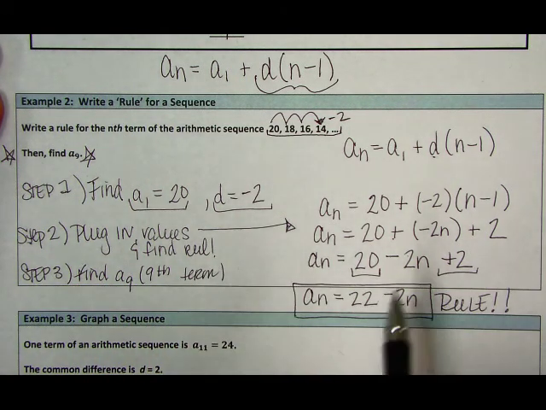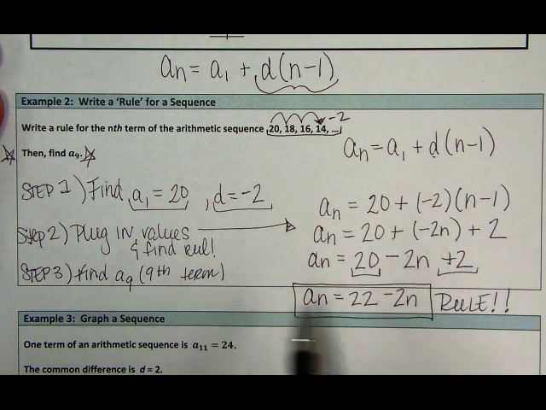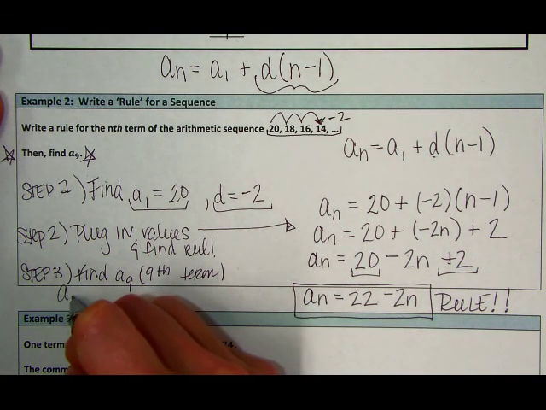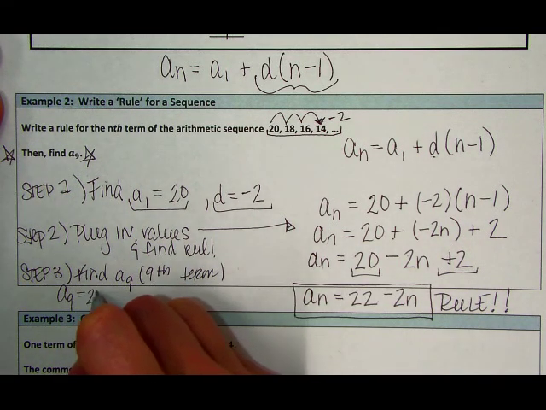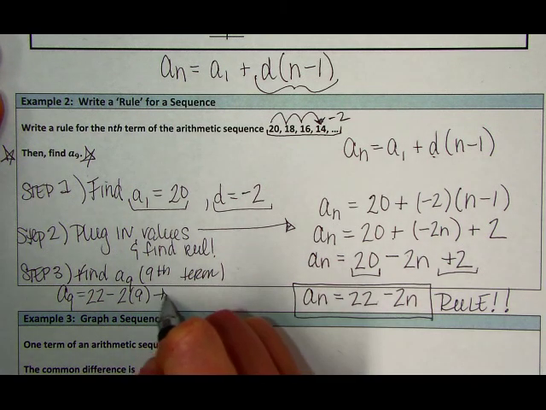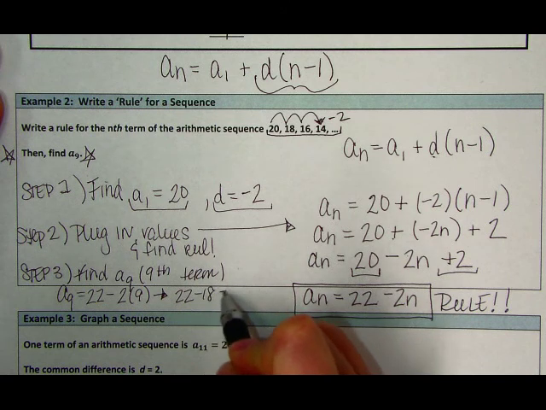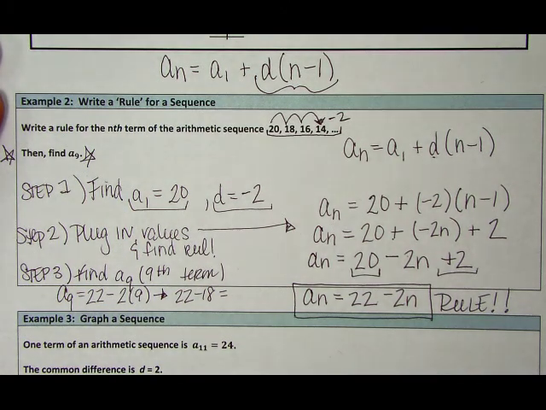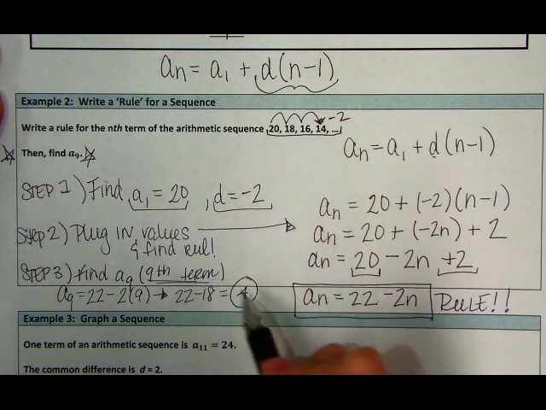And how we do that is we take our rule that we have previously found and we plug 9 in for our n. So a sub n, in this case a sub 9, is equal to 22 minus 2 times 9. And if we take those numbers and simplify, that's 22 minus 18, and 22 minus 18 gives us 4. So our 9th term is going to be 4.